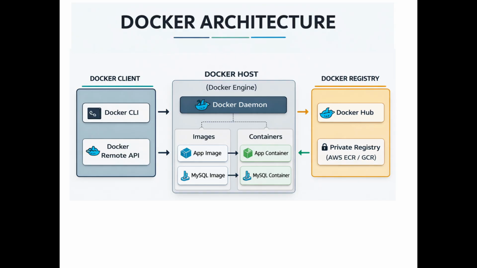So in Docker architecture, we have three main components: Docker client, which is used to send commands, Docker server or Docker host, which executes these commands, and Docker registry, which stores and distributes Docker images. So all these components work together to build, store, and run containerized applications.